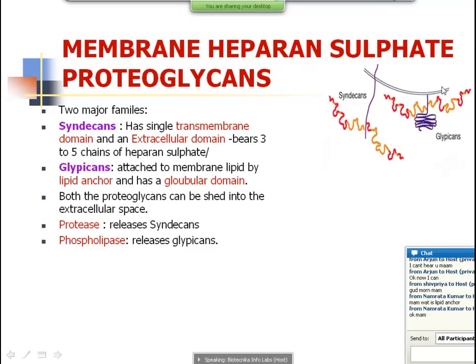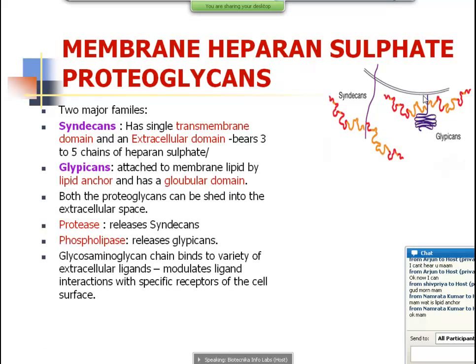Even though it is attached through a lipid anchor, because it's a lipid anchor, you need a phospholipase in order to cleave the attachment of the glypicans from the membrane. In the same way, even syndicans have to be cleaved from the membrane so that they are free moving in the extracellular matrix. Why do they have to come out from the membrane surface? Because they will have to form binding with certain extracellular complexes like ligands or certain proteins. They are going to help in the binding and carry out several biological activities.